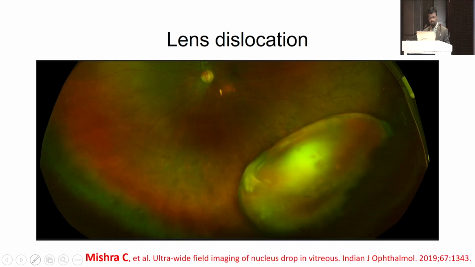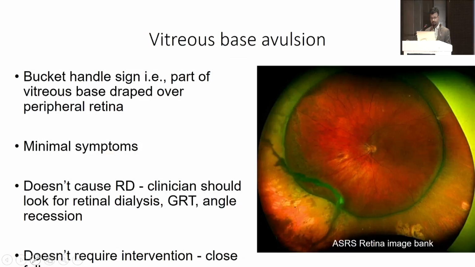Second is the lens dislocation, which can happen with its capsule. The management is simple: you have to go for a pars plana vitrectomy and lensectomy. SFIOL can be done in the same sitting or a different sitting.